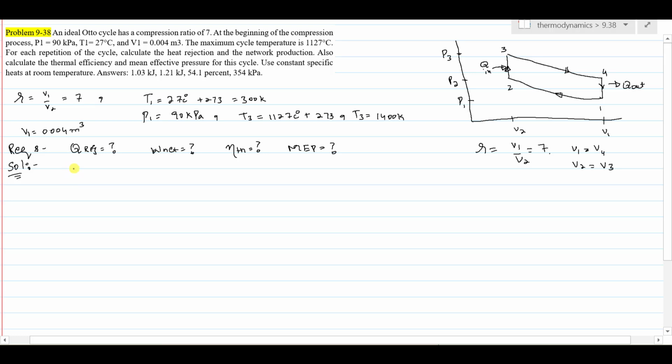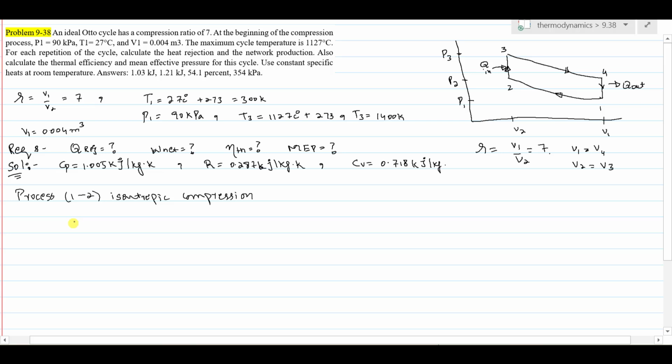Before starting the solution, we need some constants: Cp is 1.005 kilojoule per kg Kelvin, R is 0.287 kilojoule per kg Kelvin, and Cv is 0.718 kilojoule per kg Kelvin. Consider process 1 to 2, which is isentropic compression. Then we know that T2 divided by T1 is equal to V1 divided by V2 to the power gamma minus 1, and the value of gamma is 1.4.